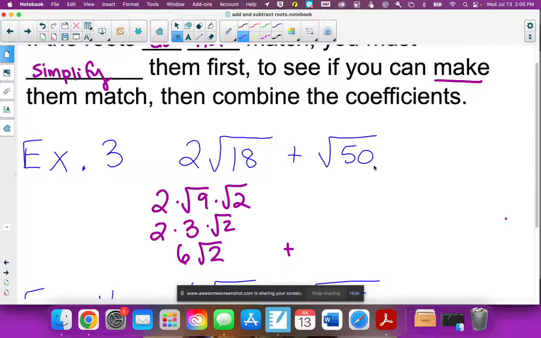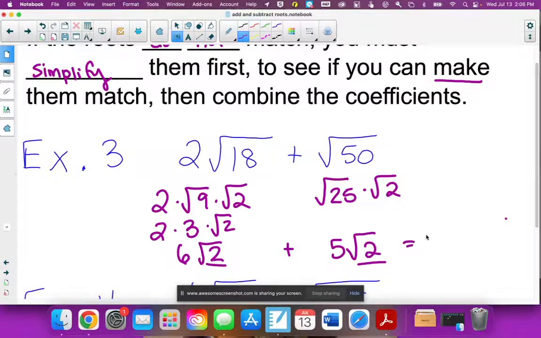So now we're going to simplify the square root of 50. The biggest perfect square that'll divide evenly into 50 is 25. So the square root of 50 is the square root of 25 times the square root of 2. Okay, square root of 25 is 5 times the square root of 2. Now the radicals match. So now you can actually operate with them. This is just 6 plus 5. So this is going to be 11 times the square root of 2. Again, they have to match.